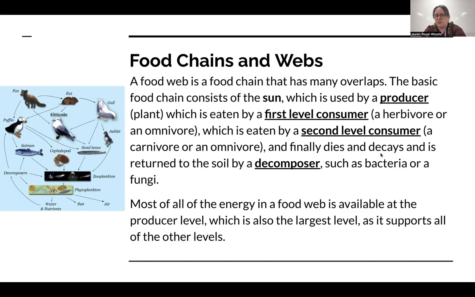Anyway, and then fungi break us down. So that's a food chain. It's very basic. Basically, a food web is a food chain that has many overlaps.